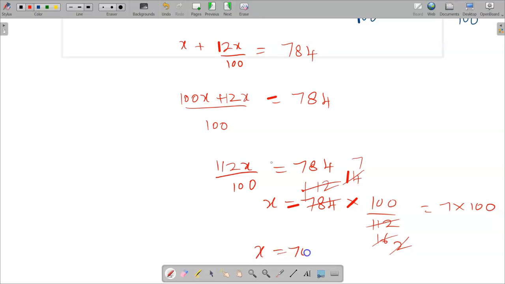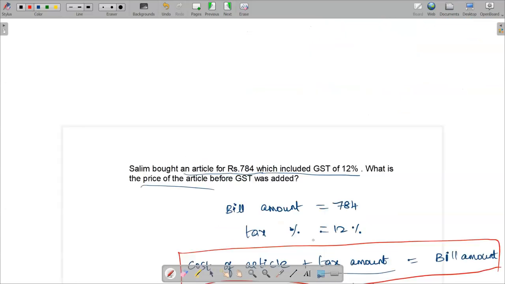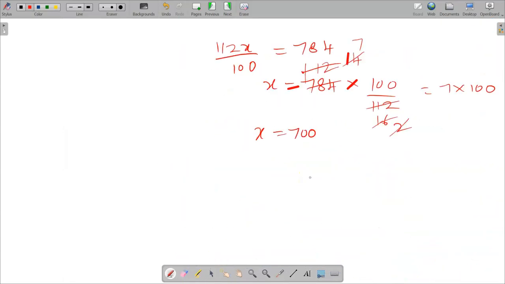So x is equal to 700. That is the price of the article before GST. The cost of the article before GST is nothing but rupees 700.